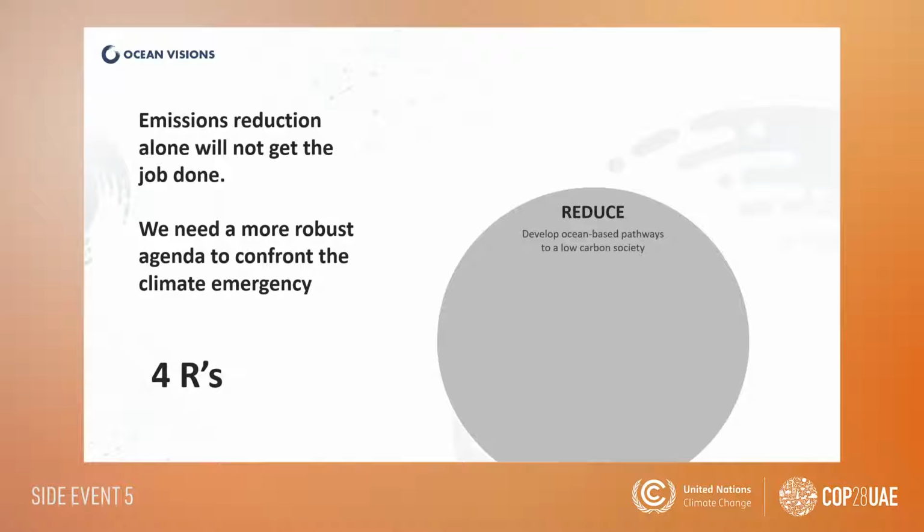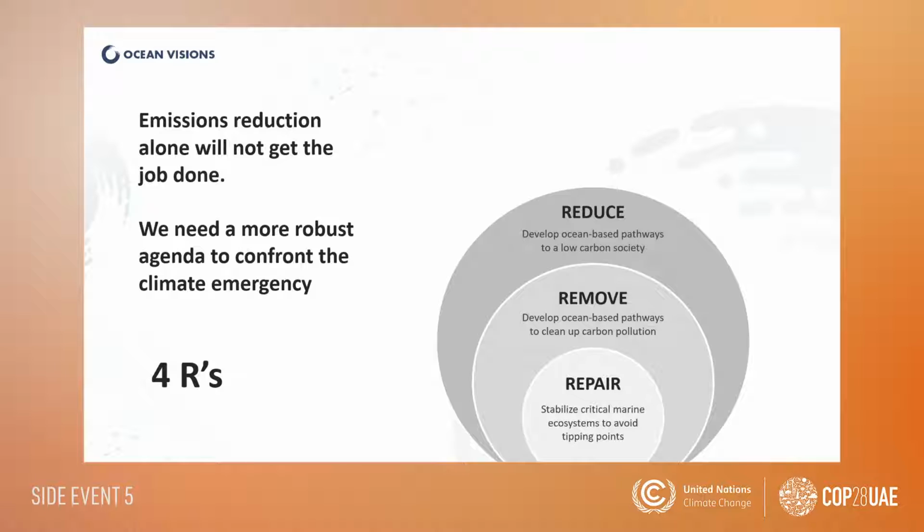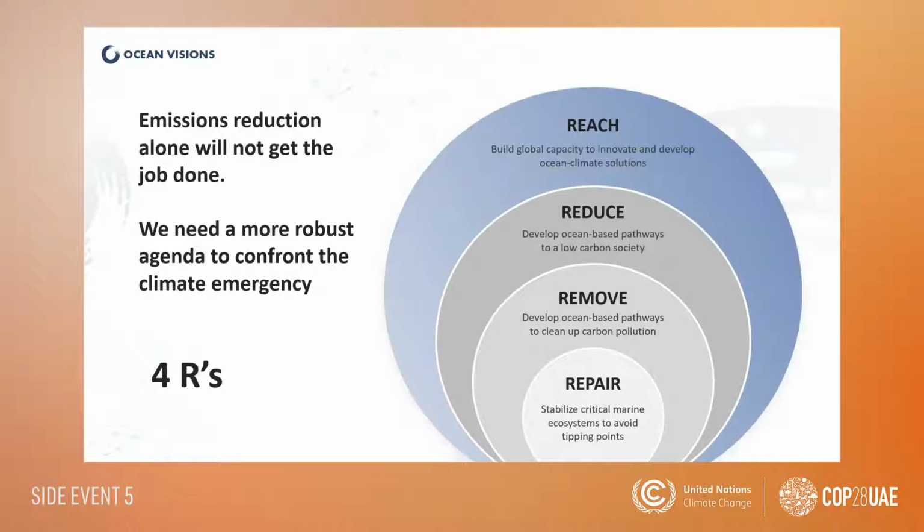So absolutely, we have to reduce, and I think that everybody here on this panel agrees that we need to cut emissions, and we need to do so as quickly as possible. But that we also have to remove carbon dioxide. We're basically cleaning up carbon pollution that we've put into the atmosphere and into the ocean. And then in the meantime, we might also need to start thinking about repair. So are there ways to stabilize critical marine ecosystems while we're also doing this really critical work of reducing and removing? And maybe the most important R here is actually reach.